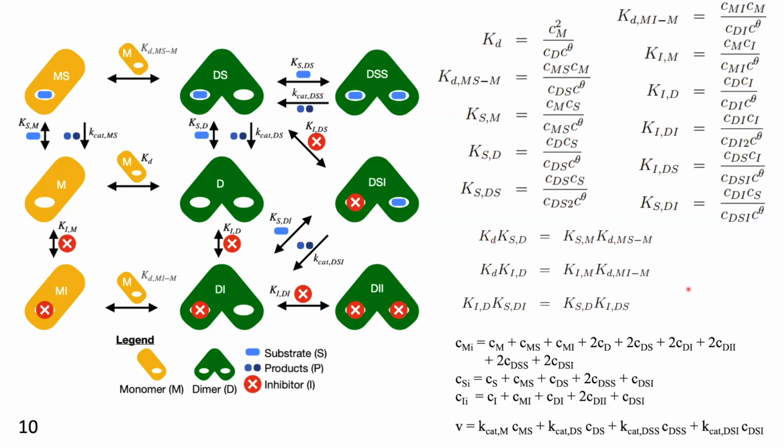Other information that will allow us to determine concentrations of individual species are conservation of mass constraints: you have a certain initial amount of monomer that you put into solution, and each of these species will have a certain amount of monomer, and similarly with substrate and inhibitor. And the velocity of the catalysis is equal to a catalytic rate times the concentration of each of these complexed species.